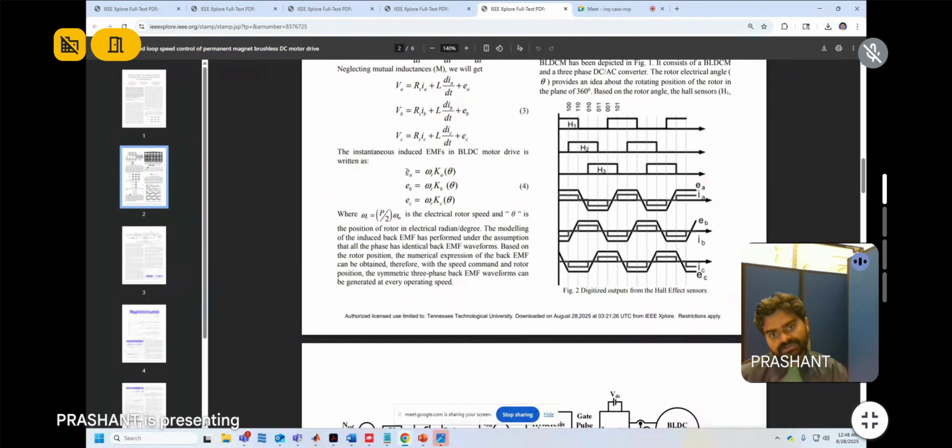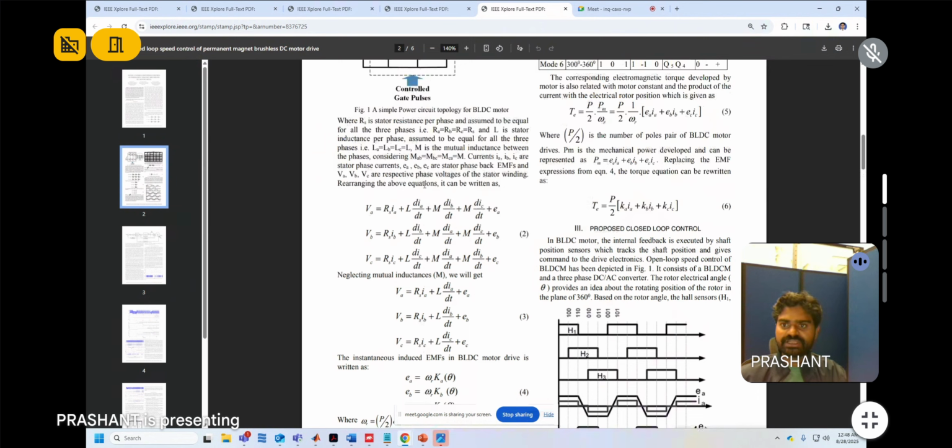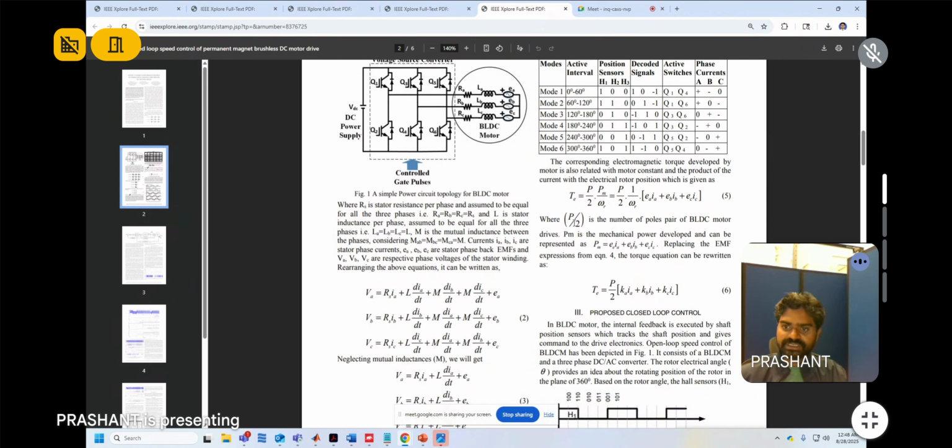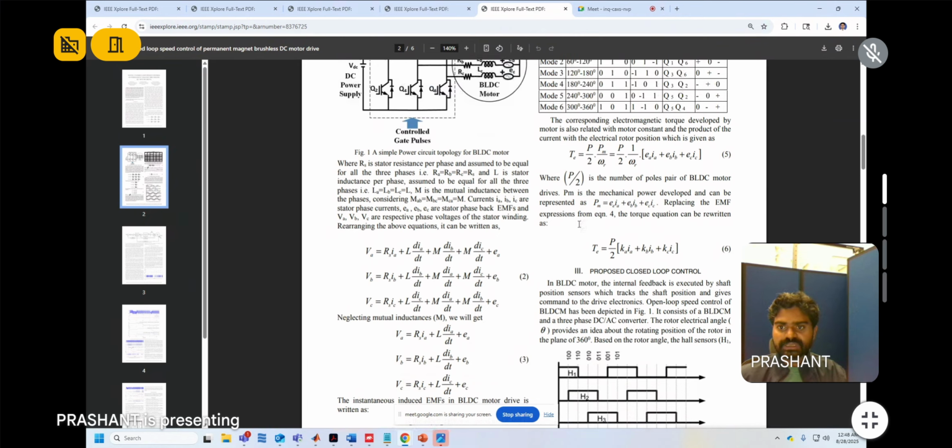Further, these are all the phase back EMF equations, EA, EB, EC, and omega R is the mechanical speed, and Ka is the stator phase back EMF constant, from where we will obtain the equations of the torque in terms of the number of poles and the speed.